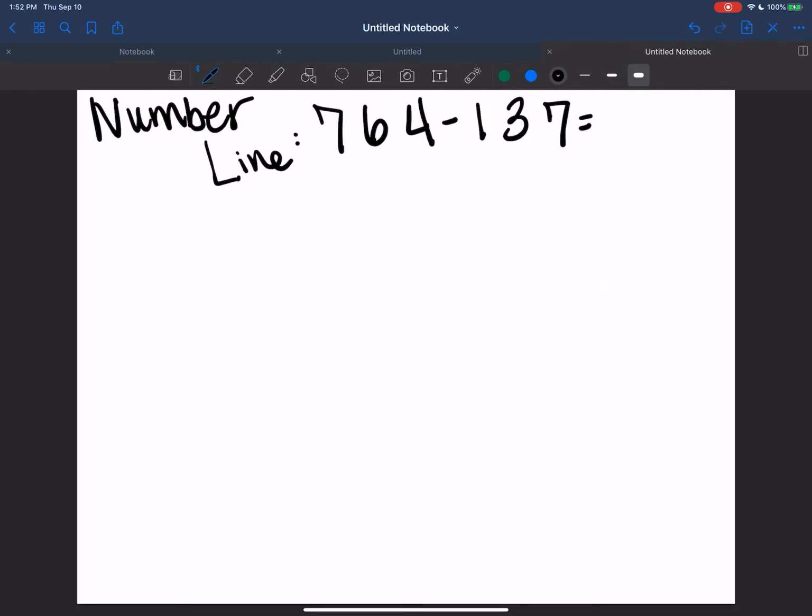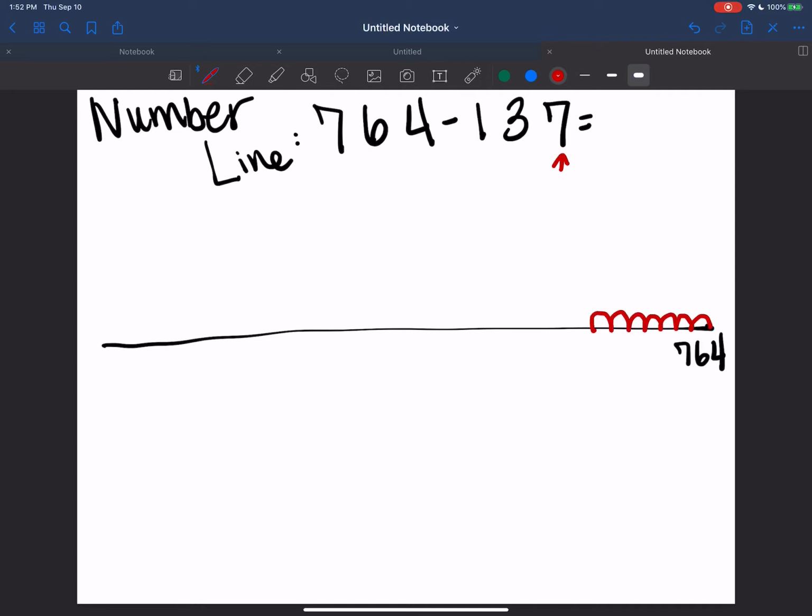Now let's practice using the number line strategy. So obviously I need to draw a number line. Remember, our larger number is going to go on the end, and I'm going to be working backwards. I'm taking away, so the first thing I'm going to do is take away those ones. So I'm going to count backwards 7. 1, 2, 3, 4, 5, 6, 7. And we're counting by ones because we always take away our ones first. So 764, 763, 762, 761, 760, 759, 758, 757.